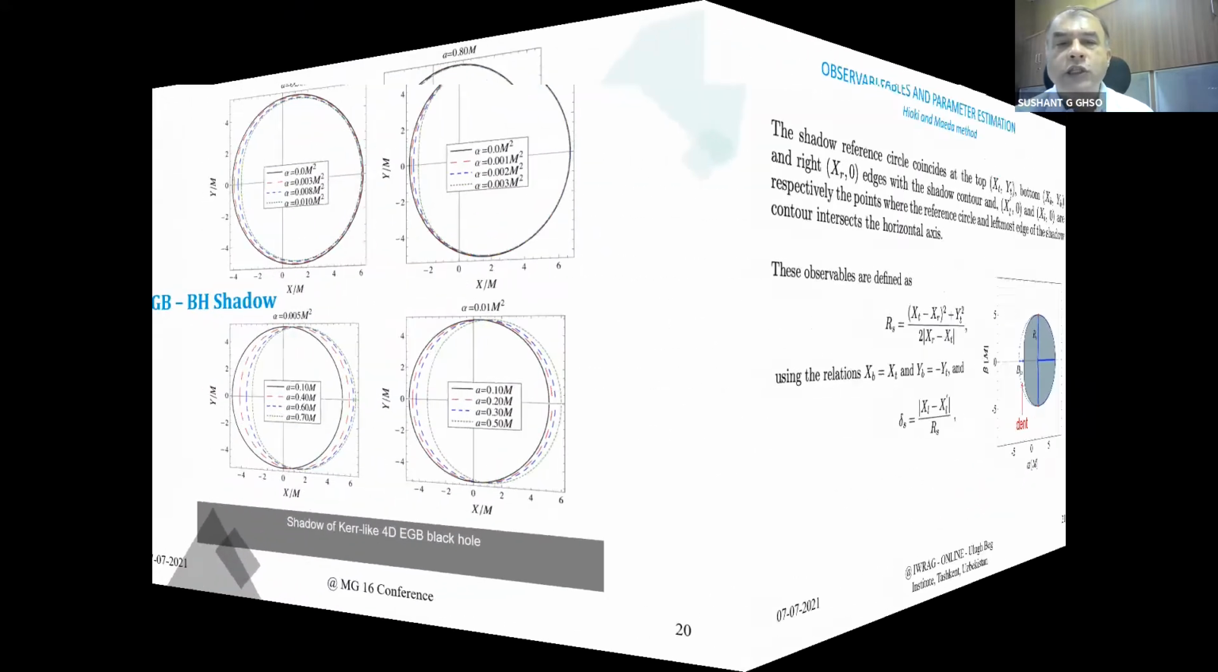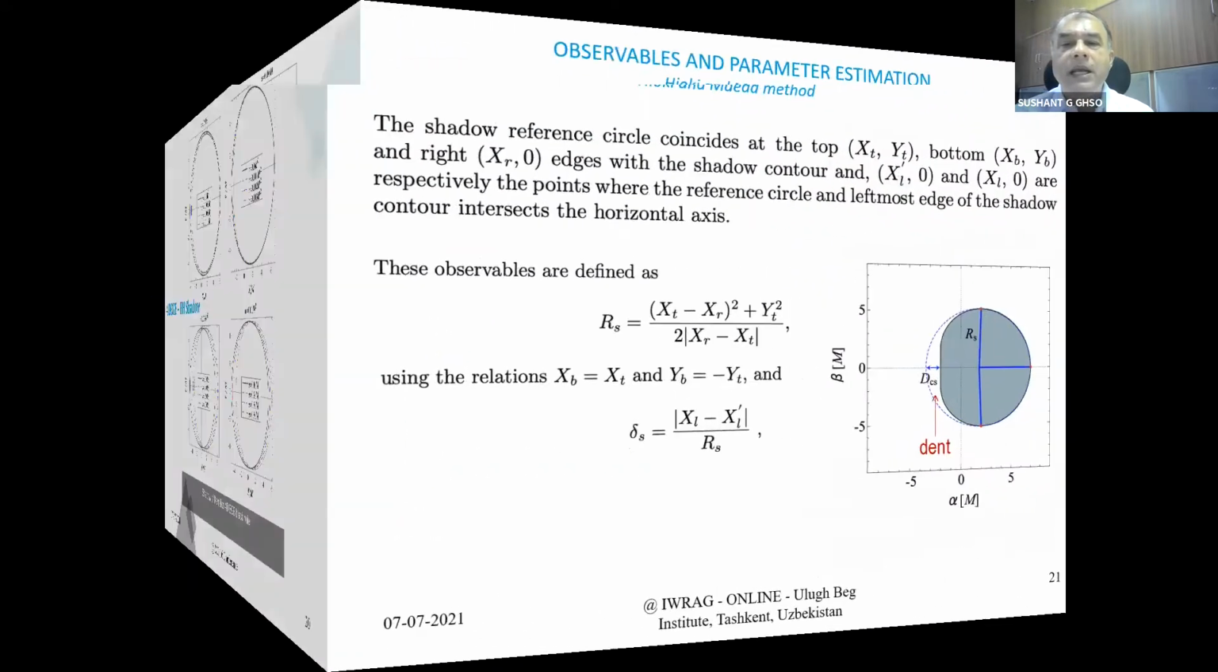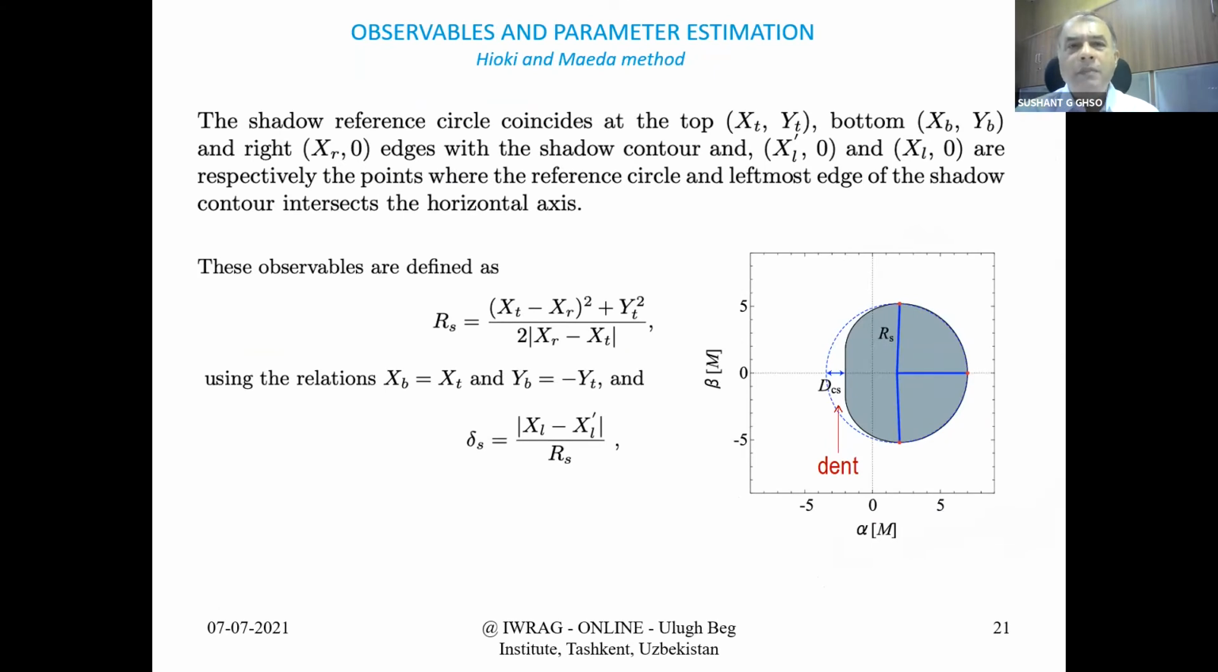Now I want to apply this black hole shadow. We need to use this black hole shadow to estimate the parameters associated with the black hole. The original paper was theoretical, by Hioki and Maeda's method, and there are many other methods. I'm talking about the shadow, right? What they did is use a reference circle for the shadow, so they have the shadow coincide with the reference circle. Now this is the problem with this method: you have to use a particular symmetry to make a parameter estimation.